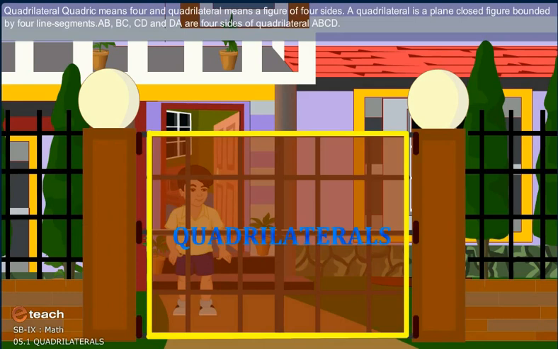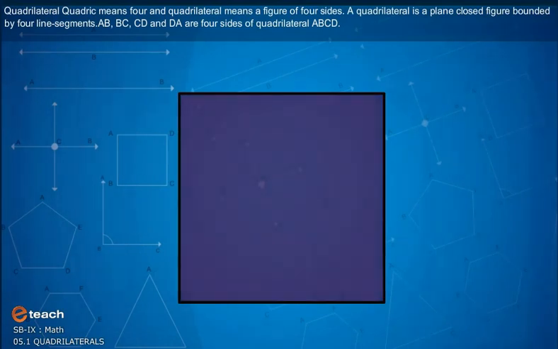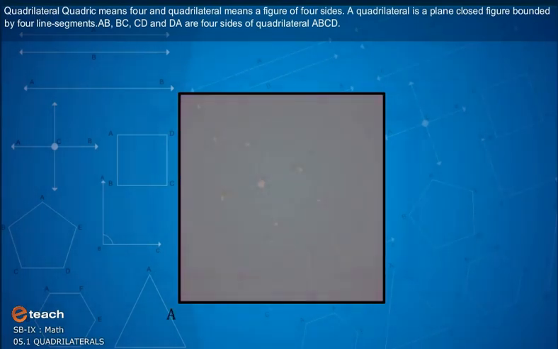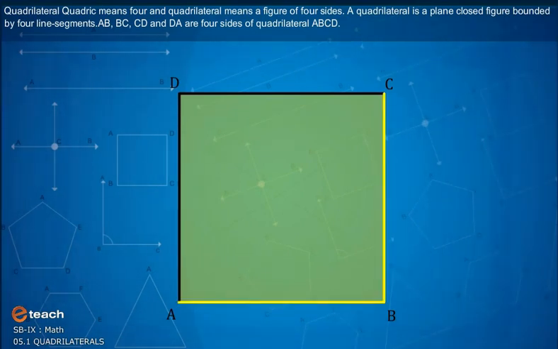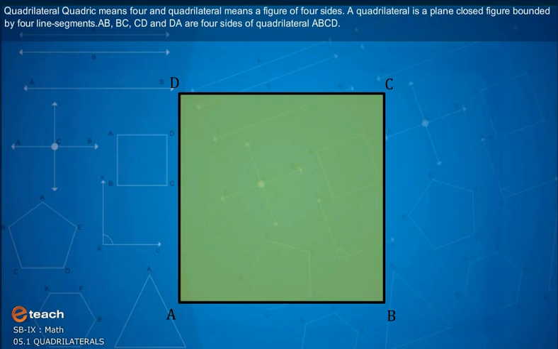Some theorems related to quadrilaterals. Quadrilateral. Quadric means 4 and quadrilateral means a figure of 4 sides. A quadrilateral is a plane closed figure bounded by 4 line segments. AB, BC, CD and DA are 4 sides of quadrilateral ABCD.